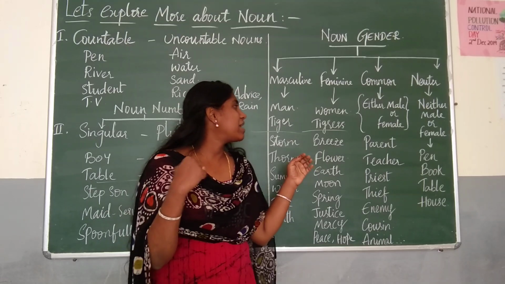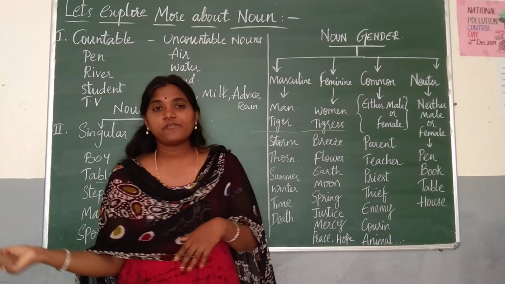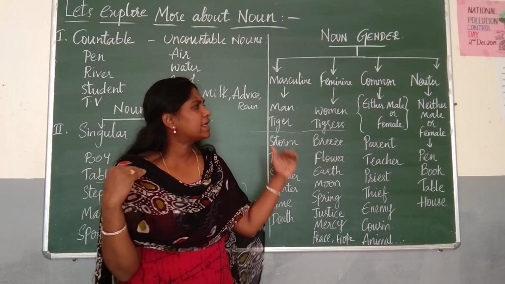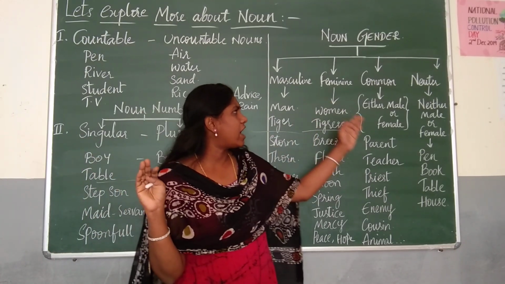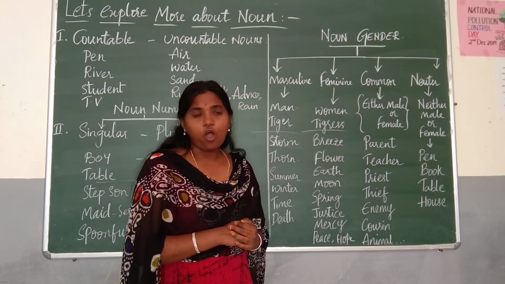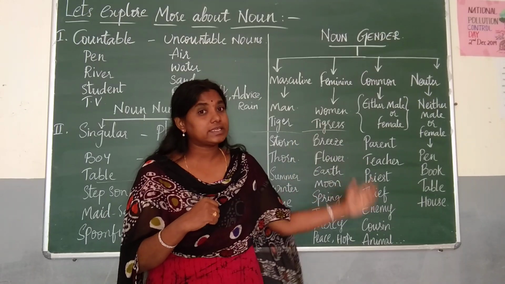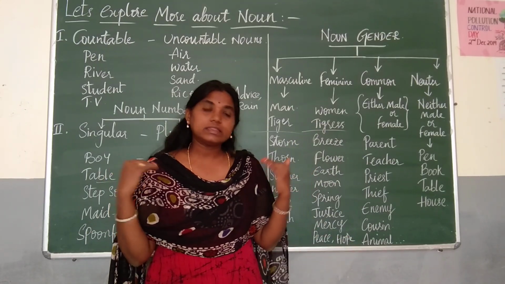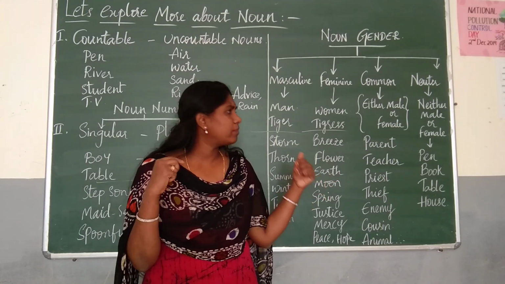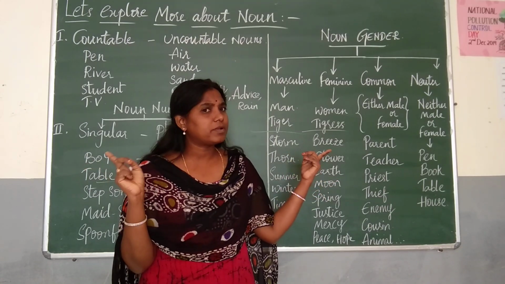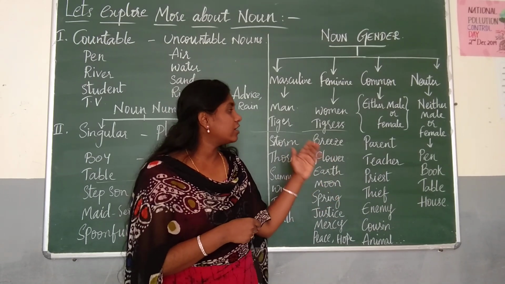Okay, next comes neuter gender, that which is neither male nor female, and here I can also extend my definition: all non-living things come under neuter gender. Like pen, book, table, house, all these things are nouns. Pen can be a material noun in terms of plastic, but pen is a countable noun. More specifically, if I have to talk about gender, that comes under neuter gender.